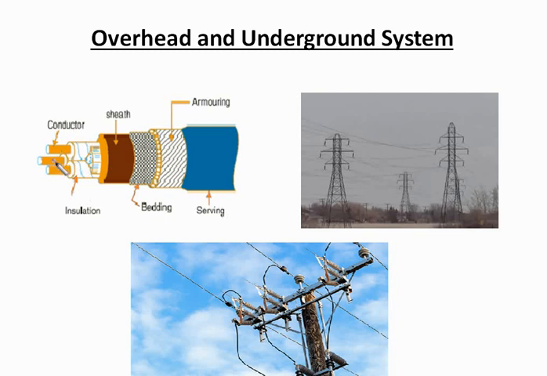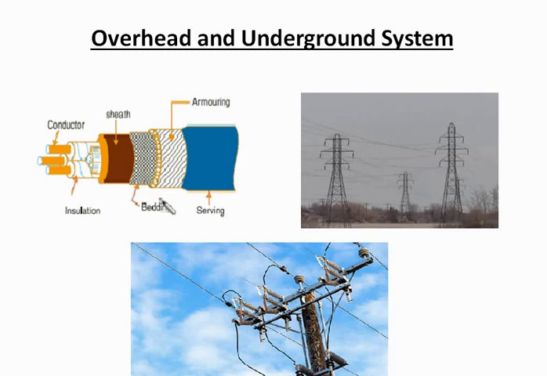You can see there are three conductors which are close to each other, and there is a separate insulation provided to each of the conductors. Upon that there is a layer of sheath which is provided for safety purposes. Then the next layer is the bedding which surrounds the sheath. Bedding is used to protect the sheath from mechanical injury. It also helps as a shock absorber.